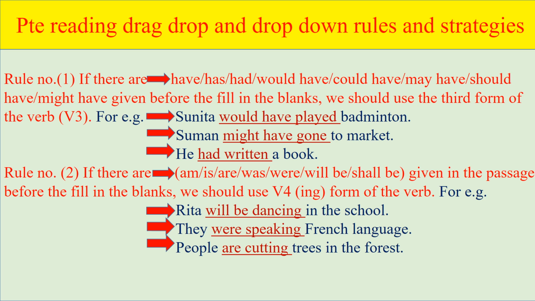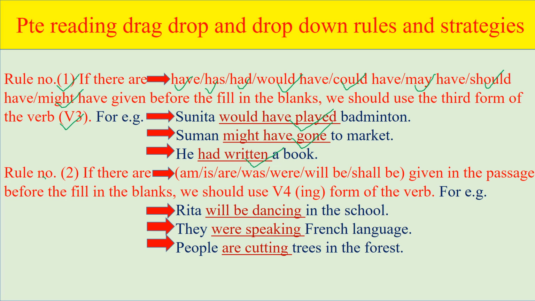You can see here on the screen, rule number 1. If there are have, has, had, would have, could have, may have, should have, might have given before the fill in the blanks, we should use the third form of the verb, which is also known as verb 3. For example, Sunita would have played badminton. Suman might have gone to market. He had written a book.